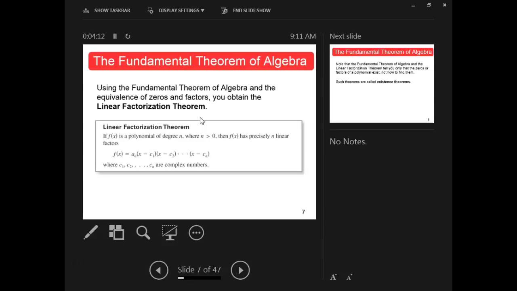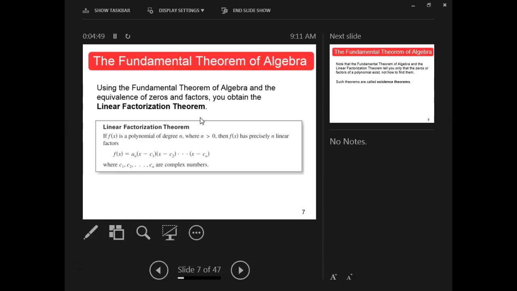So using the fundamental theorem of algebra and the equivalence of zeros and factors, you can obtain the linear factorization theorem. This says it a lot better. If f of x is a polynomial of degree n, of course n has to be greater than 0, then f has precisely n linear factors. So f of x could be some constant a sub n you can pull out front, and then x minus c1, x minus c2, x minus c3, all the way up to x minus cn.